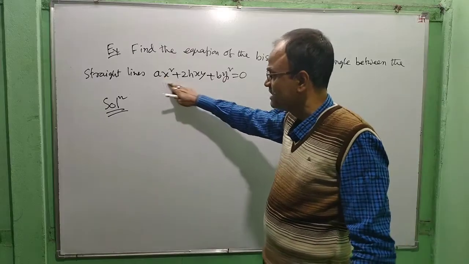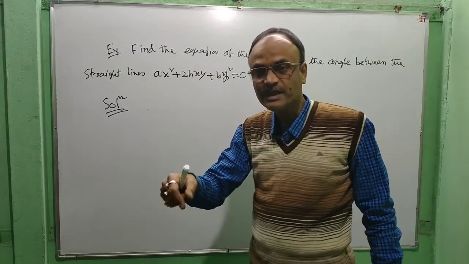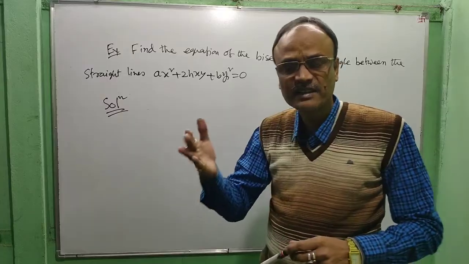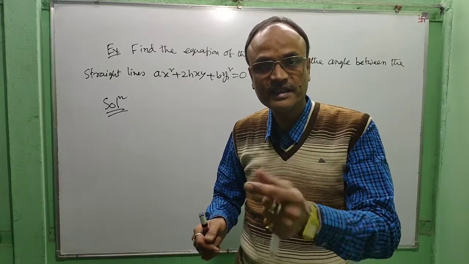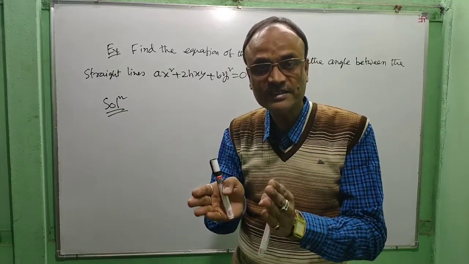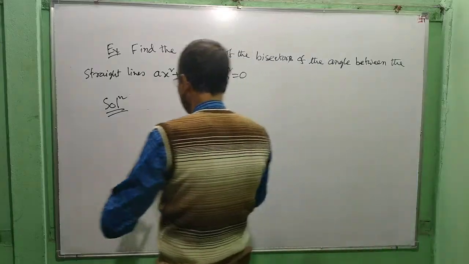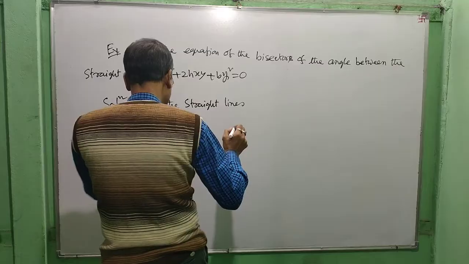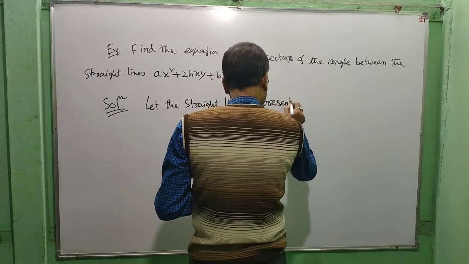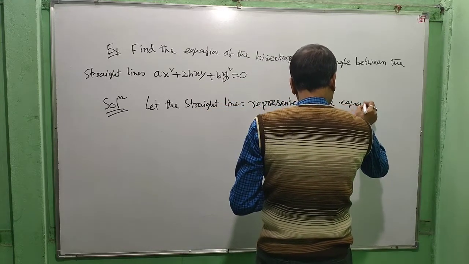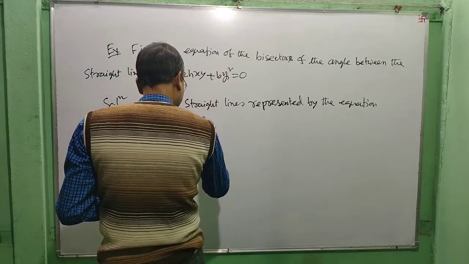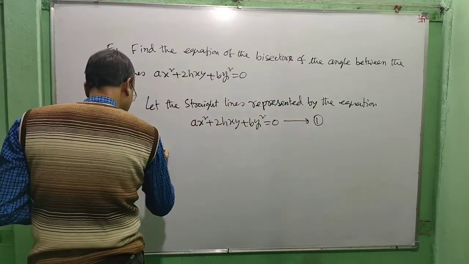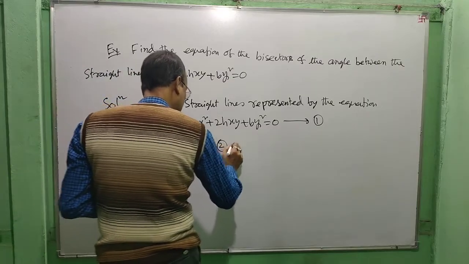You see, this is a homogeneous equation of second degree. Obviously, it represents a pair of straight lines passing through the origin. The two straight lines will be of the form y equal to m1x and y equal to m2x. Since these two straight lines pass through the origin, let the straight lines represented by the equation ax square plus twice hxy plus by square equal to 0 be y equal to m1x and y equal to m2x.